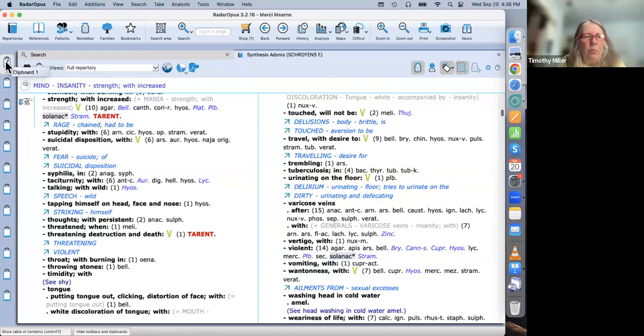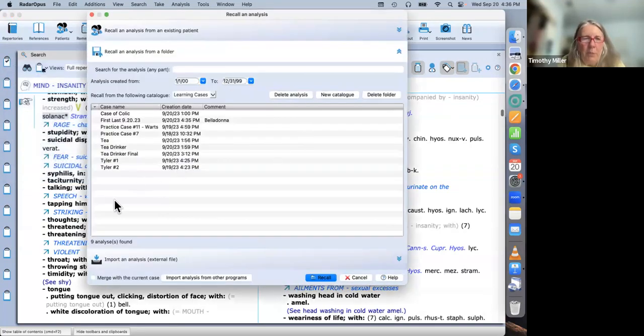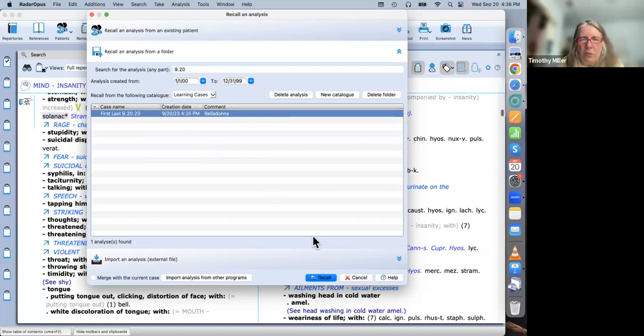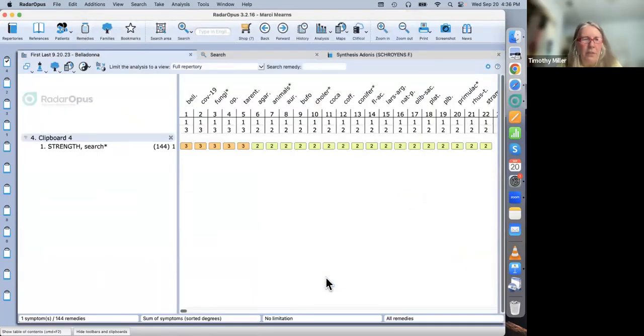Now, what if I want to look at that one I just did? Well, I've saved it. All I've got to do is recall it. It's going to open up this window and I can select it from, oh, here it is right here. If I can't find it because my list is too long, remember I said it was 920. There it is. See how that filters things right out? And I can simply recall it. Voila, everything is back. All my clipboards have been populated with that case that I saved.